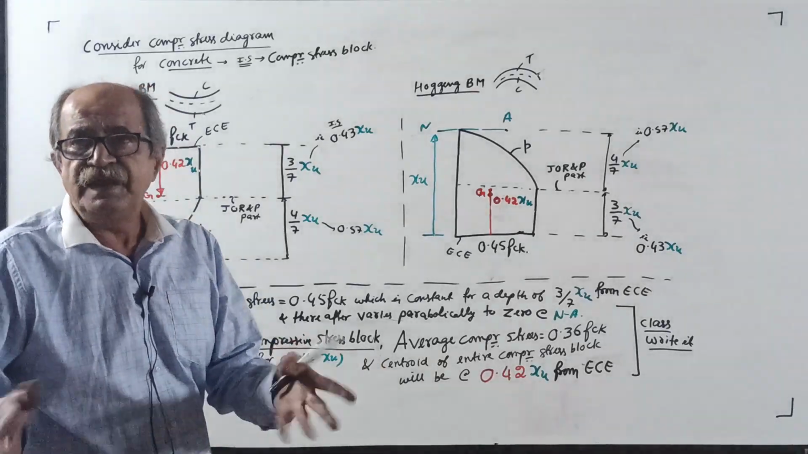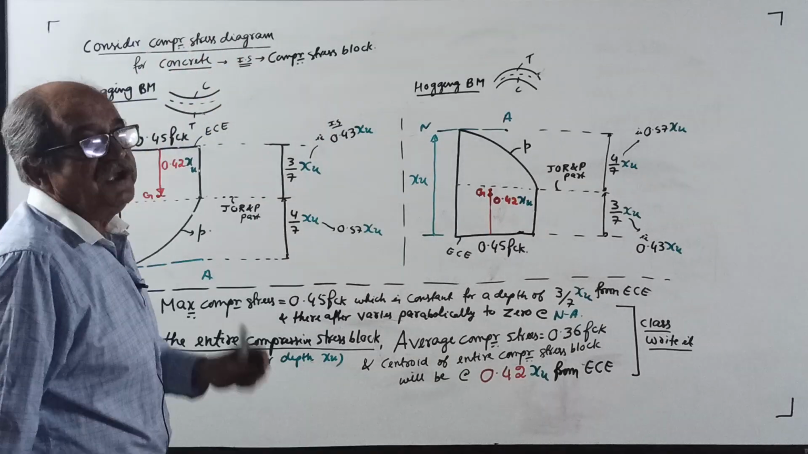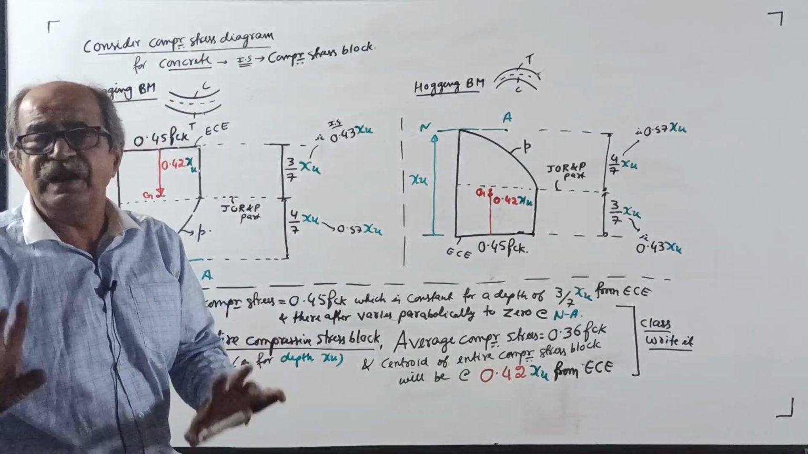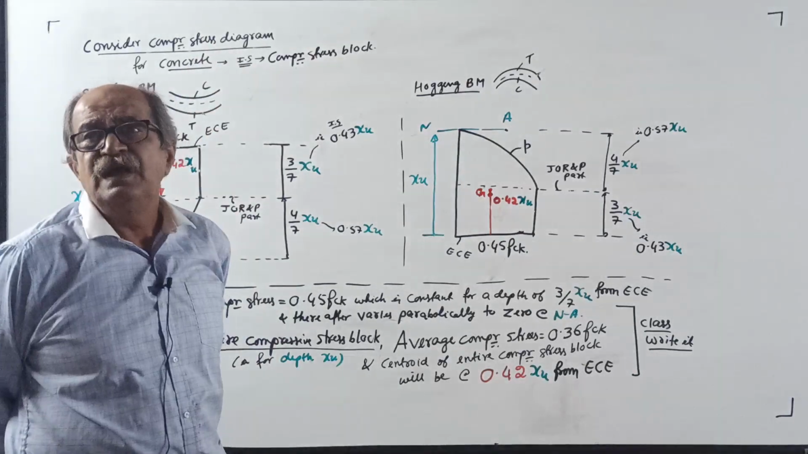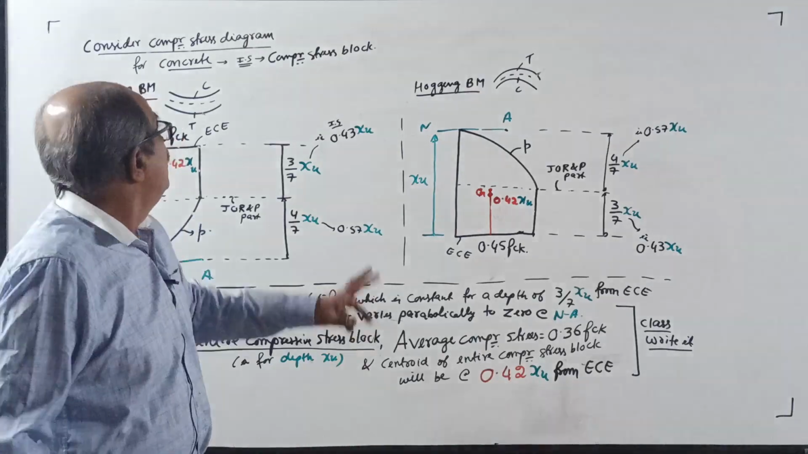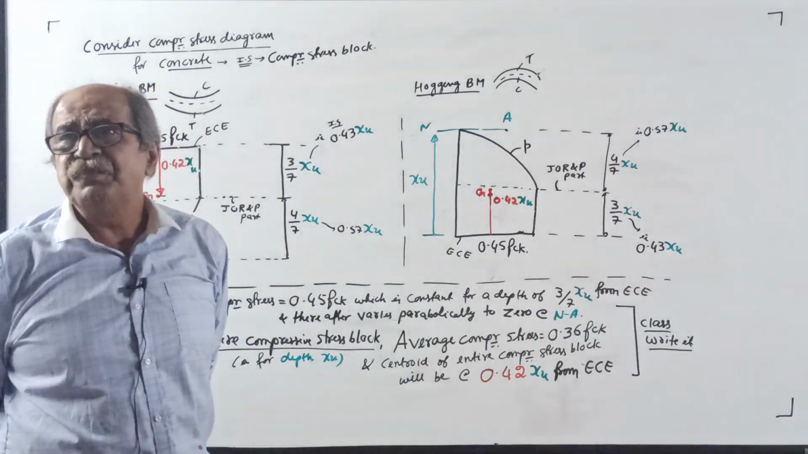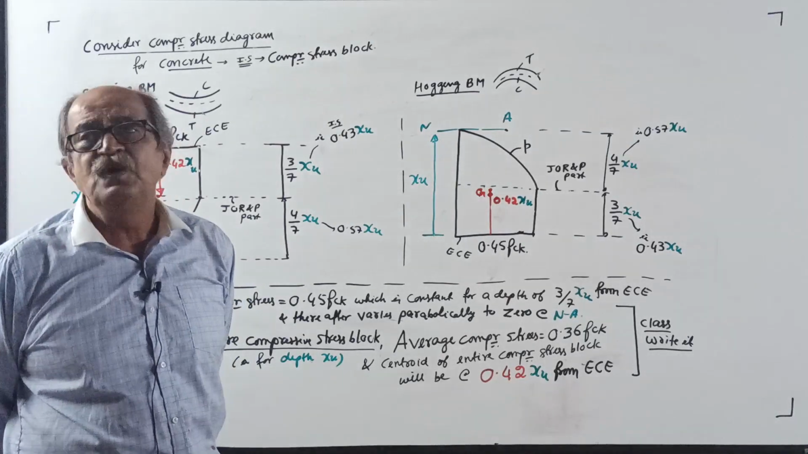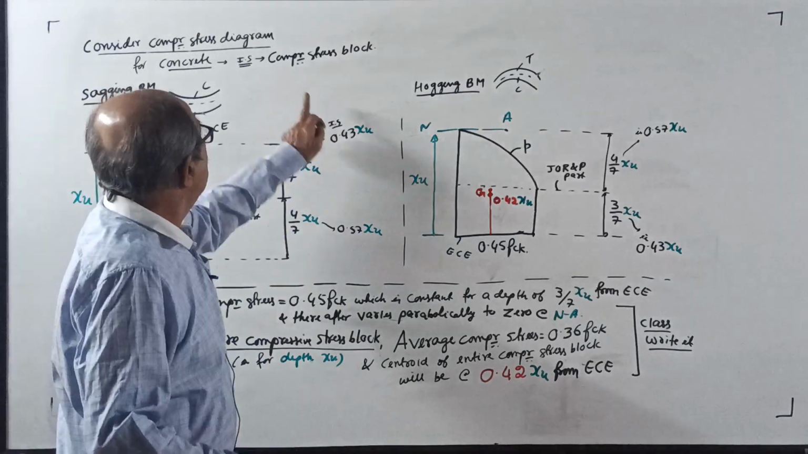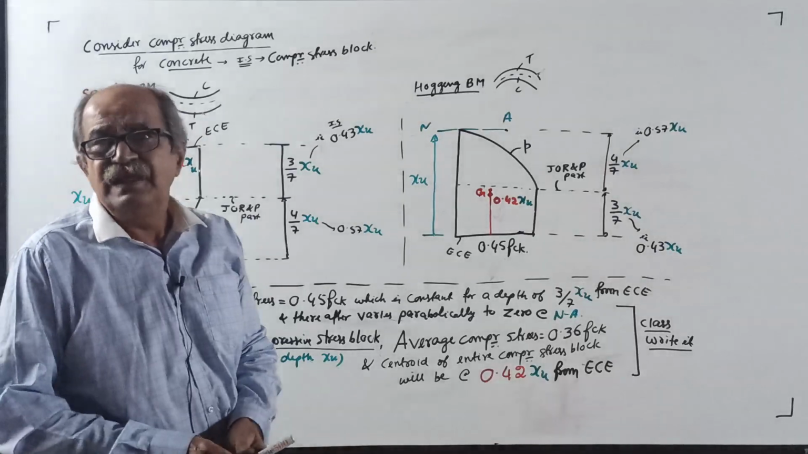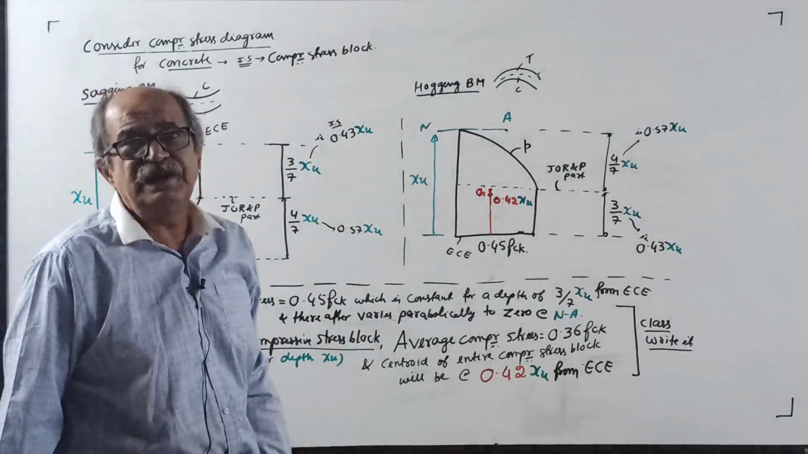Okay. Now, next concept. Consider compressive stress diagram for concrete. Details will come a little later. Actually, compressive stress diagram for concrete. IS code will use the name compressive stress block. Both are same. See, usually people tell compressive stress diagram, tensile stress diagram, or bending stress diagram, etc. But IS code uses the word compressive stress block. Means from now onwards, I won't waste time every time. Compressive stress block means compressive stress diagram.